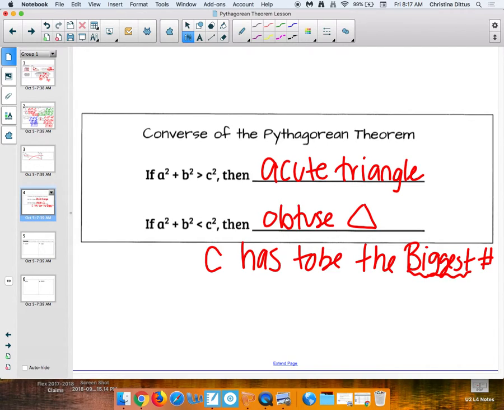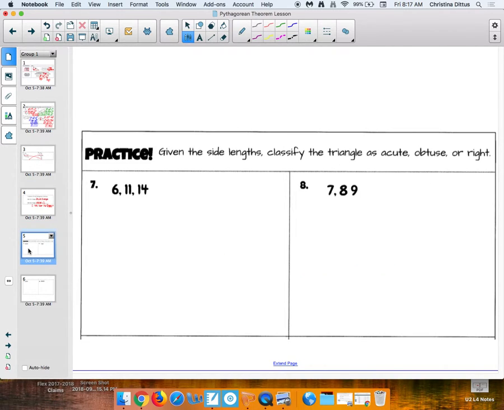Okay. So, what do I mean by that? If you look at number 7, I have side lengths 6, 11, 14. C has to be 14 since it's my biggest number. So when I take my a squared and b squared, those two numbers have to be 6 and 11. So we're going to take 6 squared plus 11 squared, and then we're going to take 14 squared by itself.